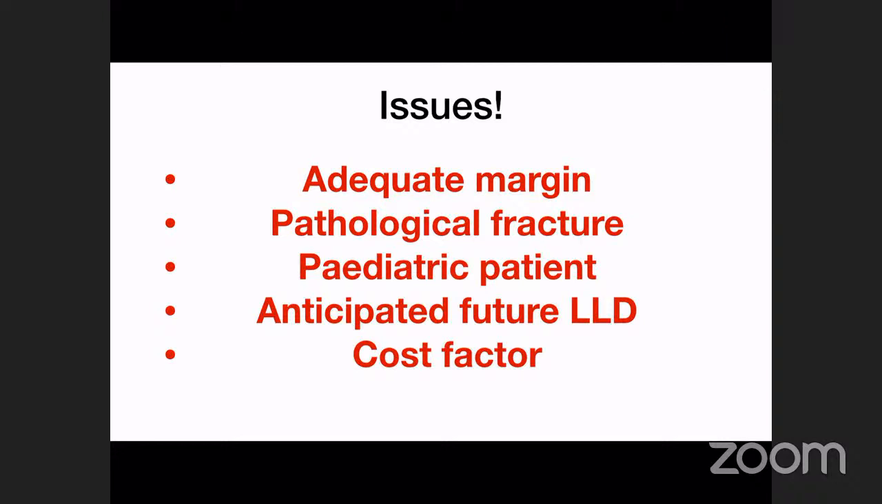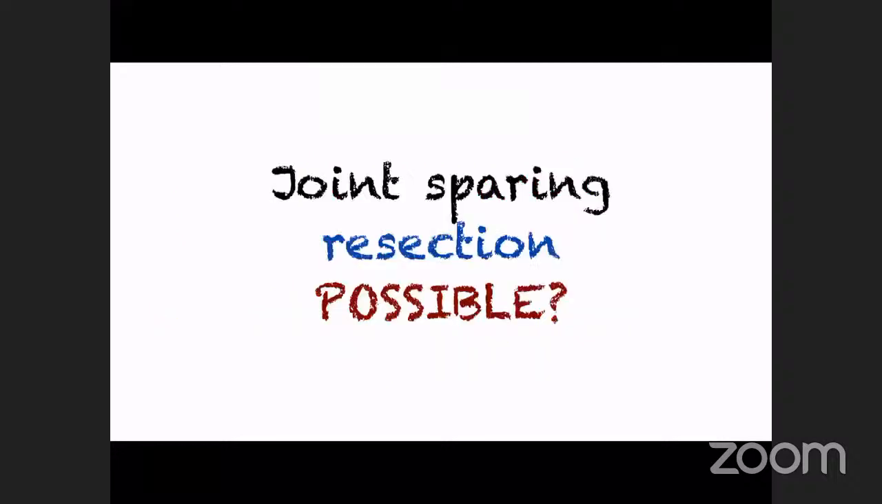So we planned him for surgery, and these were the issues that I had in my mind: we need to have an adequate margin. Obviously, there was a pathological fracture. It was a pediatric patient, so there was going to be the question of an anticipated limb length discrepancy. And obviously, whatever we do in our country, cost is always an issue. So regarding all these issues.